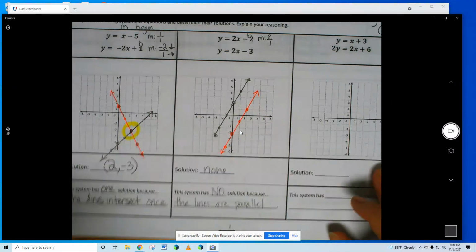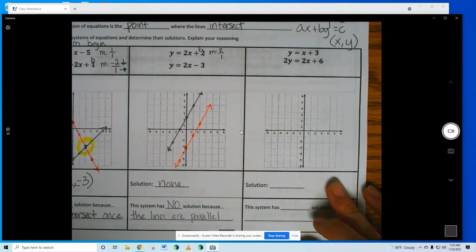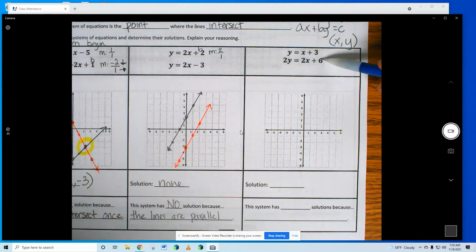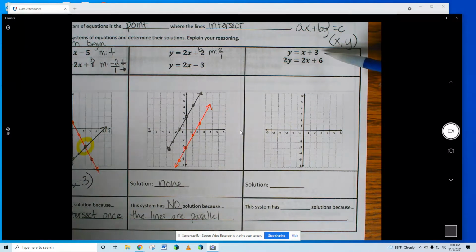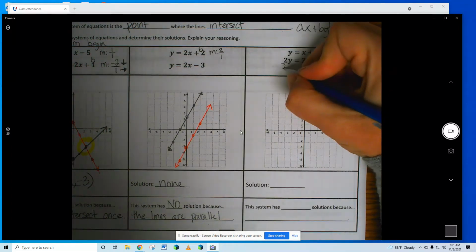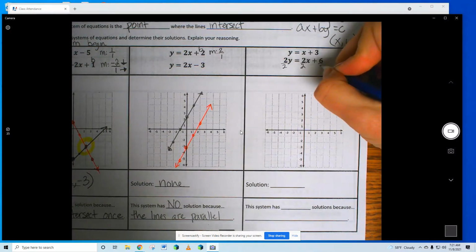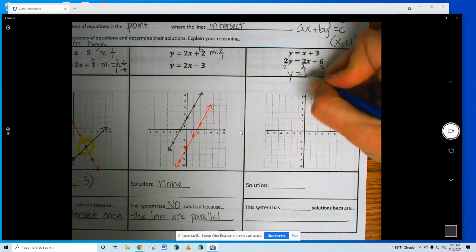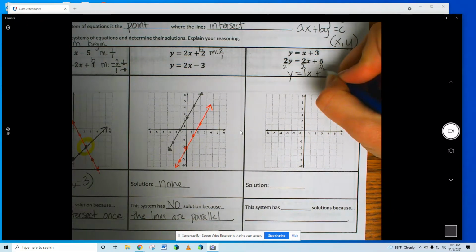Last one. The first equation looks good. What's wrong with the second equation? Yes. I have to put it in y equals mx plus b, which means I need to divide by 2 first. 2 divided by 2 is 1x. 6 divided by 2 is 3.